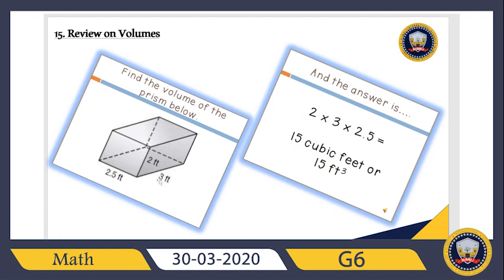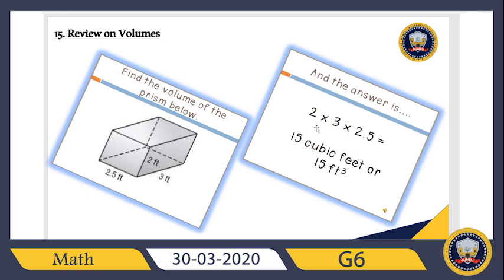The area of the base is 3 times 2.5. So either you say it is length times width times height, correct? Also, we know that length times width is the area of the base. So we can say also B times H. B is here the area of the base. So the volume is 3 times 2.5 times 2.